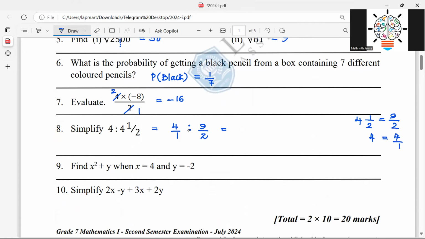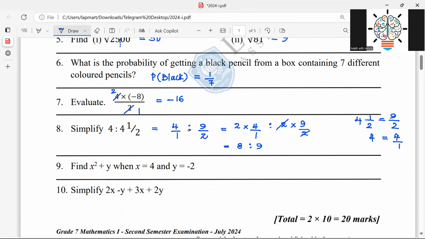So then we have two denominators, 1 and 2. The common denominator for them is 2. Therefore, I multiply each fraction by the common denominator like this. 2 times 9 over 2. So that becomes 8, and here that becomes 9. The 2 and 2 cancel now. So 8 to 9 is the simplified version of this ratio. 4 to 4.5: 4.5 we wrote as 9 over 2, and 4 we wrote as 4 over 1.